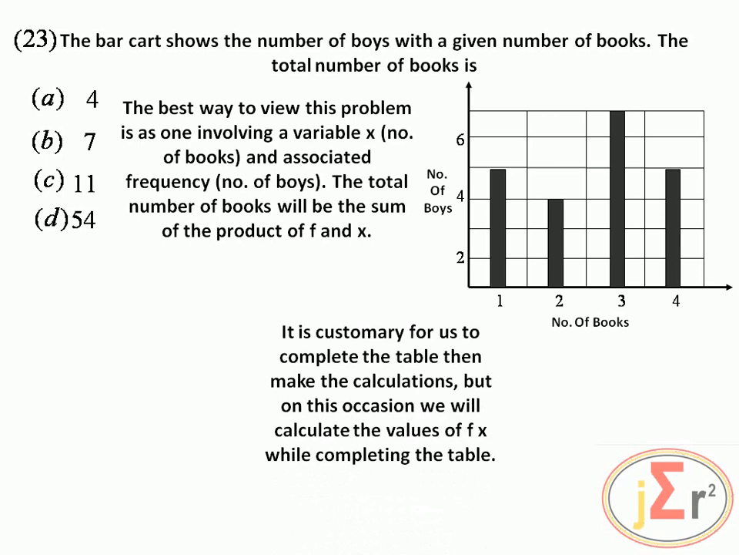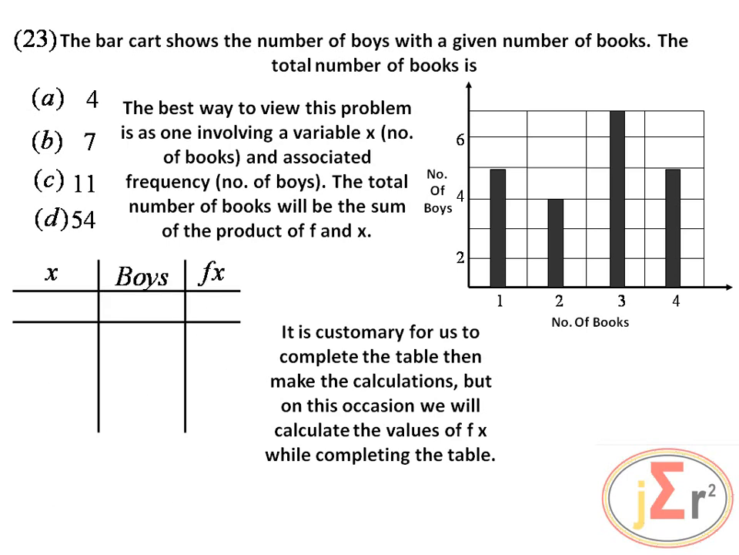But on this occasion, we will calculate the values of fx while completing the table. So we are more going to the jargon and what is more in line with what we are accustomed to in statistics. We have x, and we have the number of boys, which will represent the frequency, and we have fx, which is frequency multiplied by x. And of course, x represents the variable, and f represents the number of times that the variable occurs.